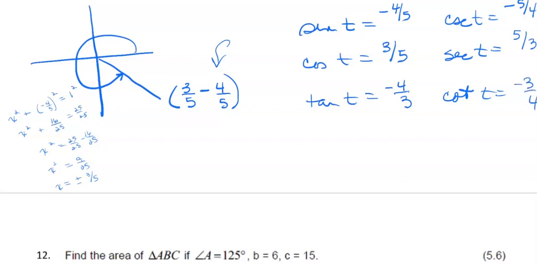Let's verify something. All Students Take Calculus tells me that only cosine and secant are positive. Do I have that? Yes, I do. So that verifies that my thinking and my reasoning were correct, and that finishes this video.